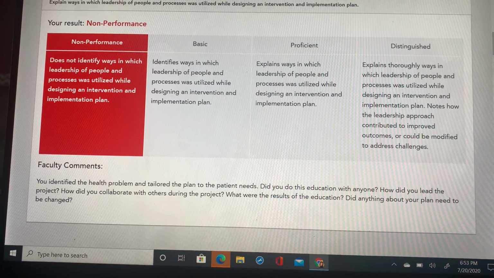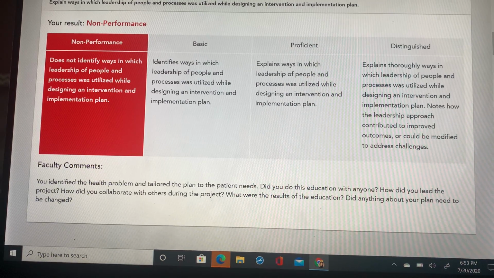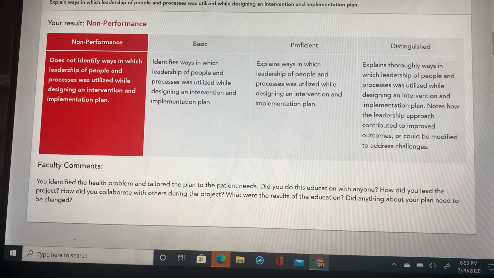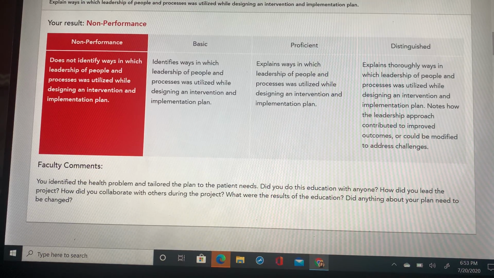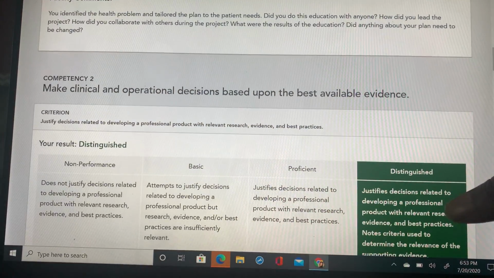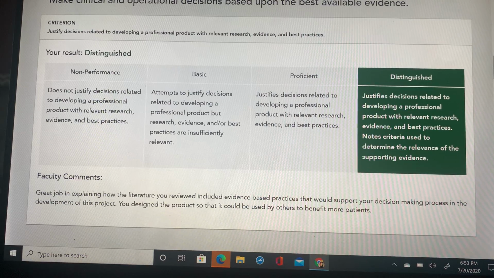So I took those questions, and you don't have to answer all the questions. They're just throwing some ideas out there. So I answered the question, did you do this education with anyone? and I changed it, and I was saying I educated the client or whatnot. How did you lead the project? And I changed that to saying that, actually I'll show you guys exactly what I did. So I did good here.